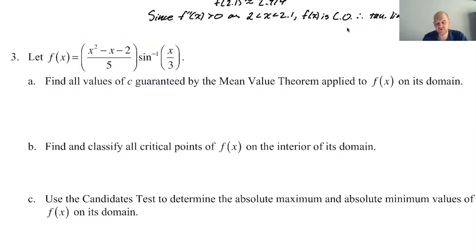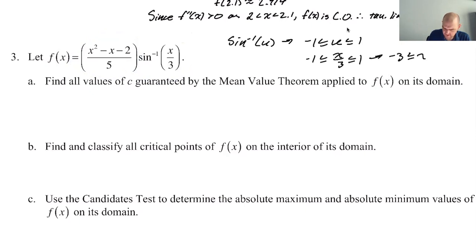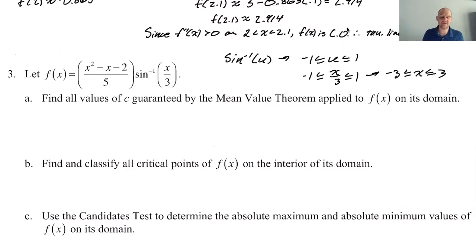By the way, this is a calculator question, so you don't really need to do this analysis, but I think it's a good thought exercise. Arcsine by itself, if you have the sine inverse of u, the domain would be -1 to 1. So if you have -1 to 1 for x over 3, that's going to give you -3 to 3. So our interval is -3 to 3, and so we can work with that, right?